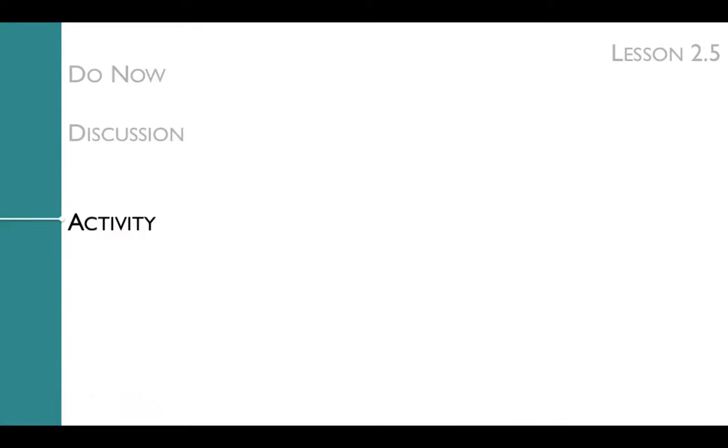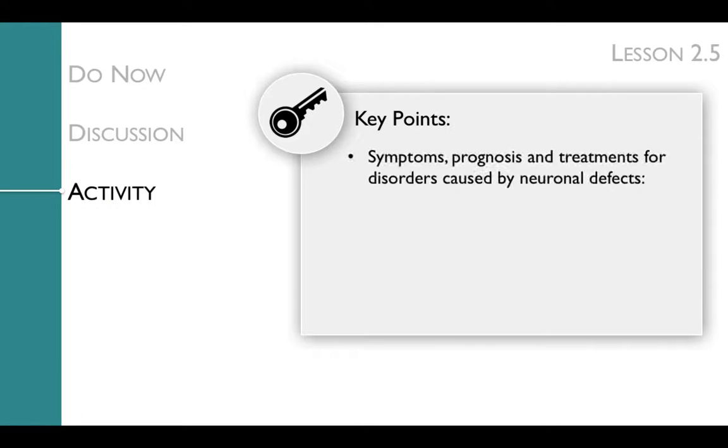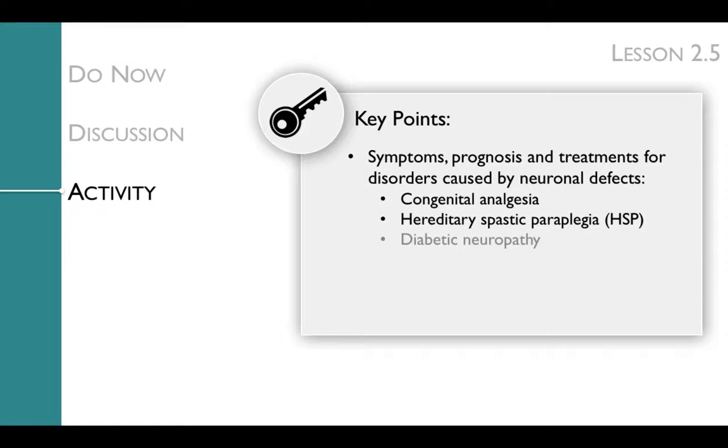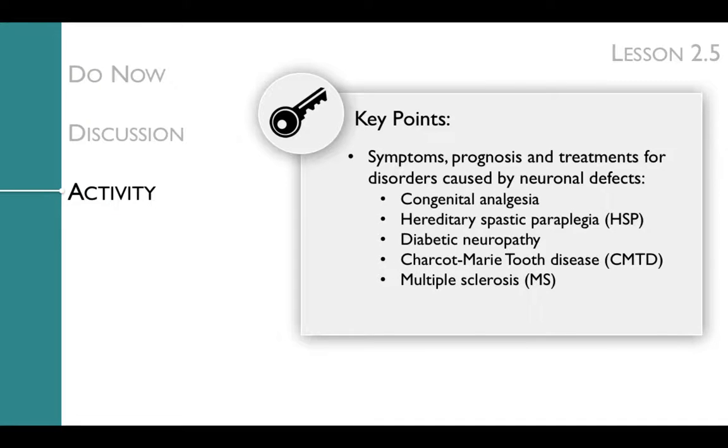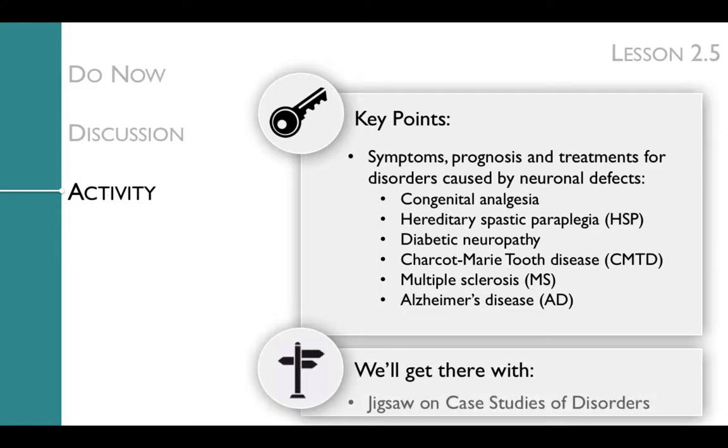The key points of the activity are to explore the symptoms, prognosis, and treatments for disorders caused by neuronal defects. Those disorders include congenital analgesia, hereditary spastic paraplegia, HSP, diabetic neuropathy, Charcot-Marie-Tooth disease, CMTD, multiple sclerosis, MS, and Alzheimer's disease. We'll get to these key points with a jigsaw on case studies of disorders.